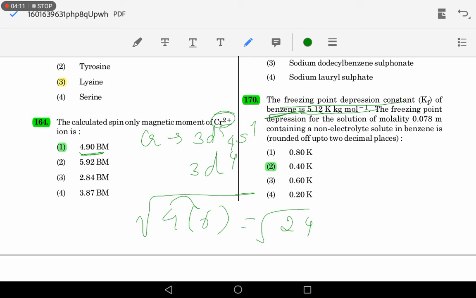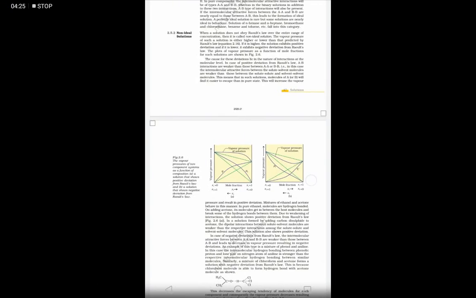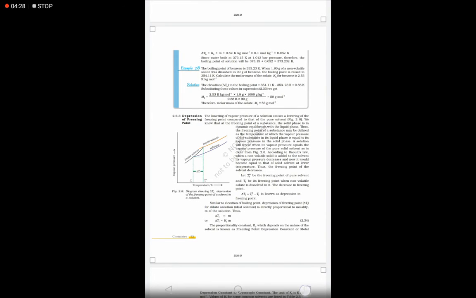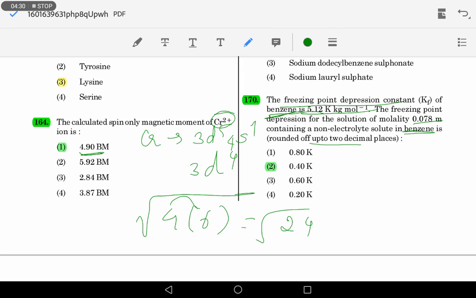The freezing point depression for the solution of molality 0.078 m containing a non-electrolyte solute in benzene. So benzene is the solvent. Rounded off up to 2 decimal places. Just use the formula delta Tf equal to Kf into m. Non-electrolyte solute will have i equal to 1, the Van't Hoff factor as 1. So delta Tf equal to i into Kf into m.